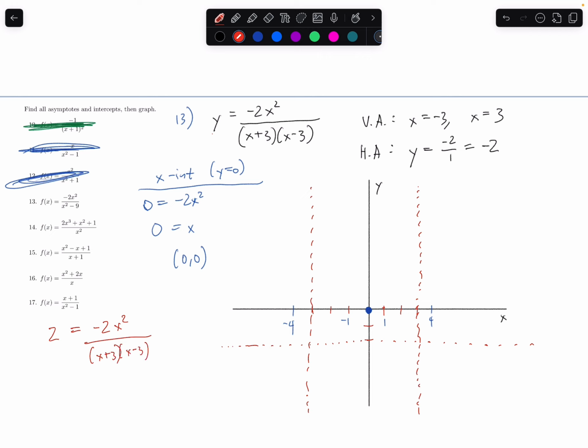Okay, multiply both sides by x plus 3, x minus 3. I'm going to get negative 2 times x plus 3, x minus 3. I'm going to go ahead and multiply that out, or you can return back to where you started in this original equation. Okay, why am I doing this, guys? I'm doing this because I want to know whether or not I cross the horizontal asymptote at negative 2. To figure that out, I plug in negative 2 to find out if there's any solution where my function will touch negative 2.